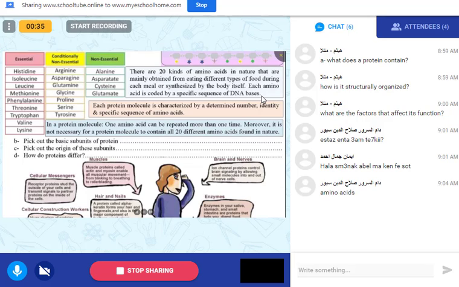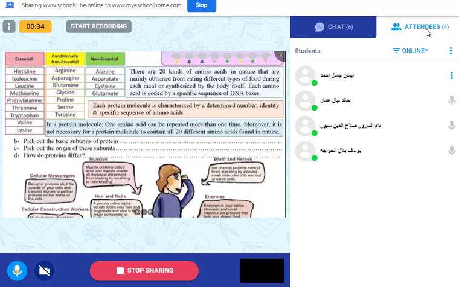So now, what makes a protein different from another protein? Each protein is characterized by a specific number, identity, type, and the specific sequence of amino acids. Let us take some examples about this.